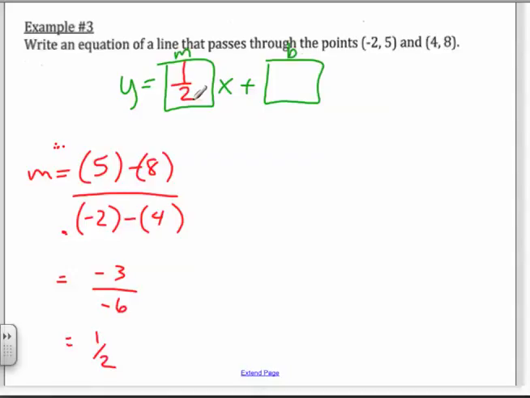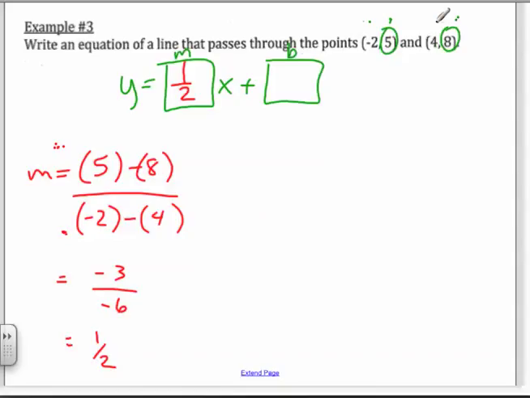He said, wait a minute, isn't it y2? And what Eric means by that is, don't I have to put this one first and then this one? I don't have to go in that order. Okay? The key thing is that I have to go in the same order for the top and the bottom. So if I go from left to right, so 5 minus 8, I have to go from left to right for the x's. -2 minus 4. If I do that, I'm always going to get the same slope. Okay? All right. Now I know what the slope is.